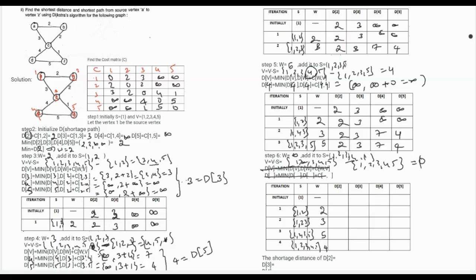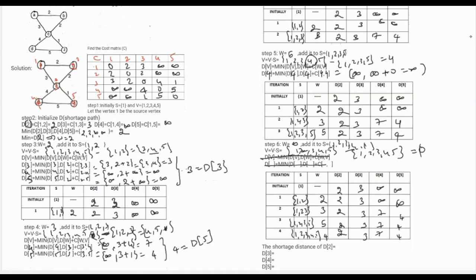So here, 2, 3, 5, 4. Then you get 2, 2, 2, 2 and 2. Then it is 3, 3, 3, 3, 3. Then infinity, infinity, 7, 7, 7. Then infinity, infinity, then you have 4, 4, 4. So now the final answer is the D3 distances. D2 is 2, the minimum distance is 2. D3 is 3, the minimum of D4 is 7, and the minimum of this will be 4.